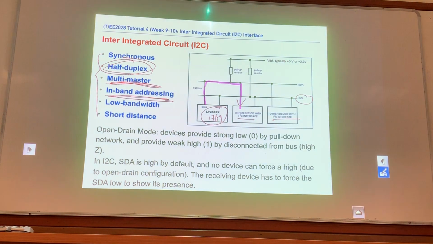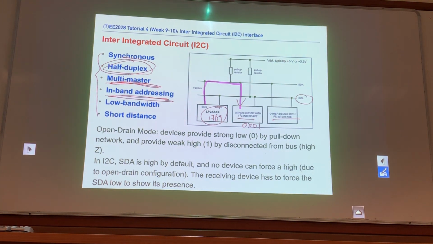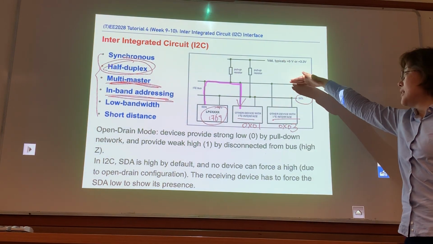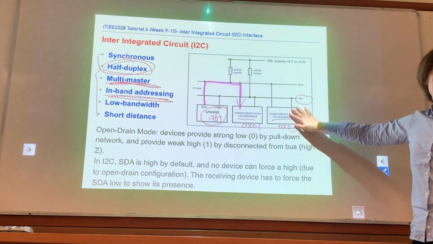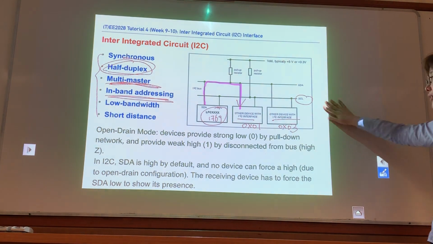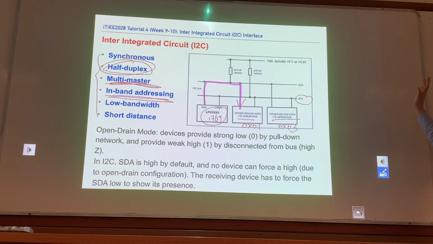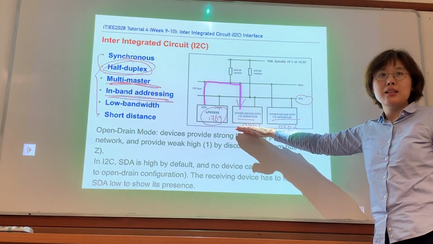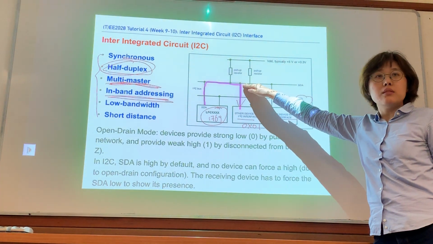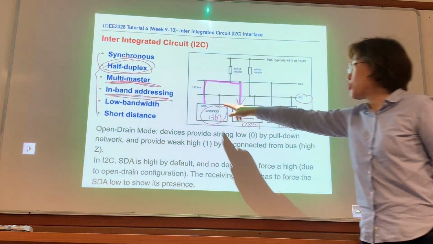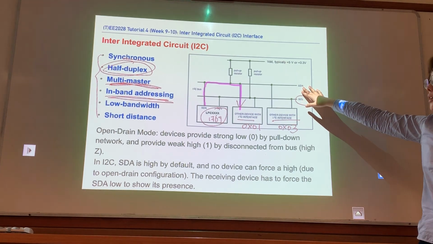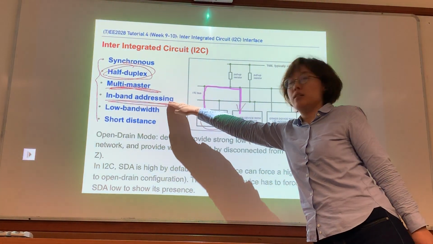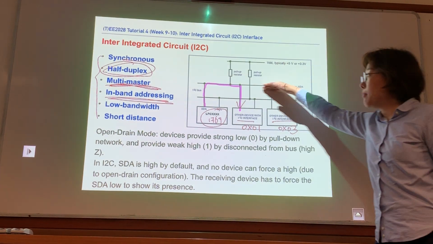Let's say this guy has an address 01. This one is, let's say, 03. If everyone sees on this channel that the address is 01, the others won't listen to the rest of the data. Only this guy will pay attention and monitor what goes on the channel. You see the address is also sent through your SDA. This is what we call in-band addressing.